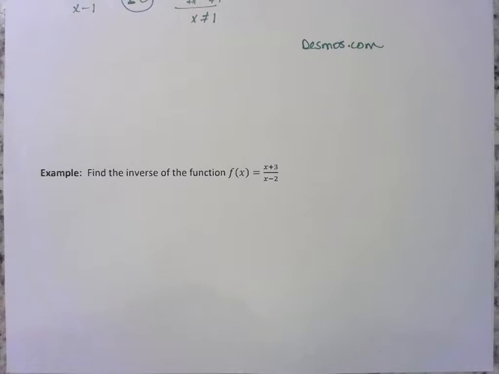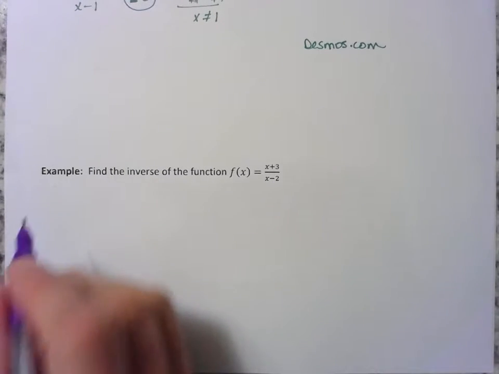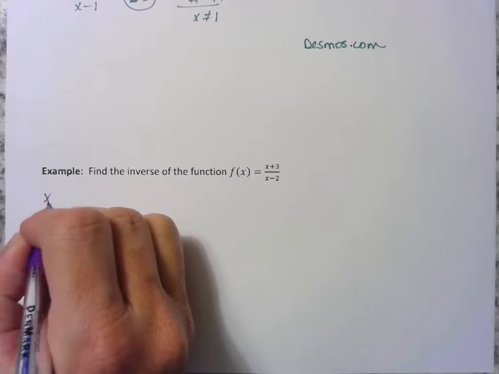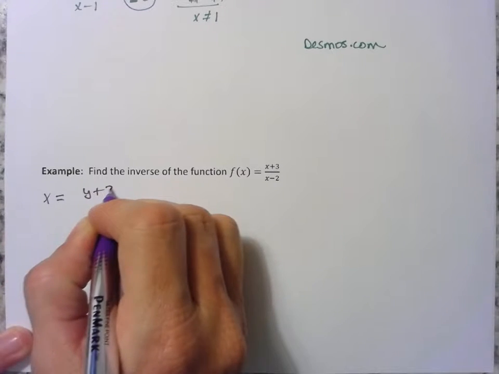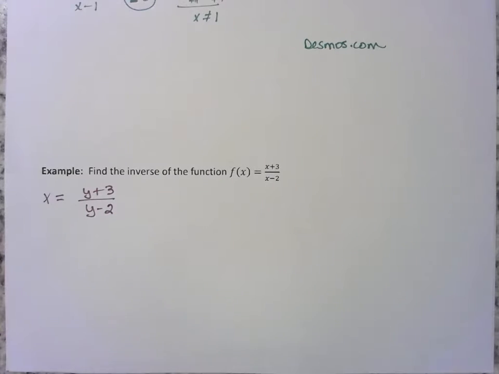Finally, let's just find the inverse of this rational function. We do this the same way we've done all the rest of them. Switch x and y. So now we have a couple of y's involved, and the goal is to solve for y.